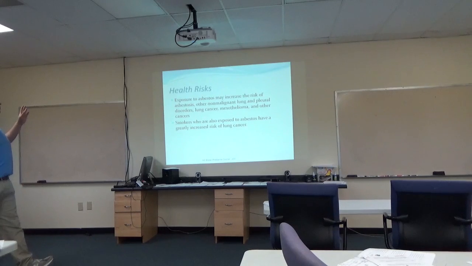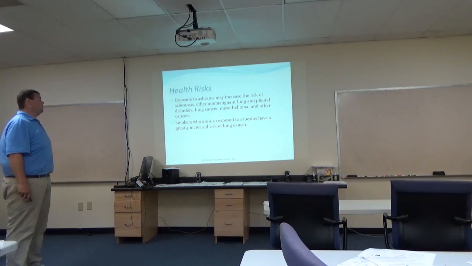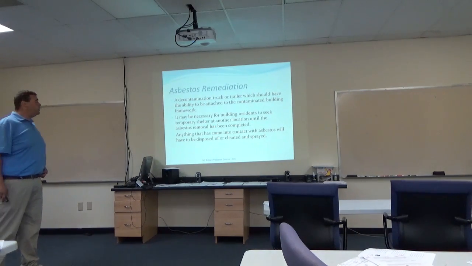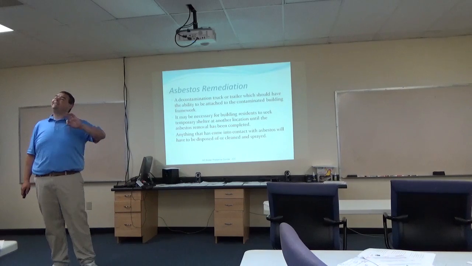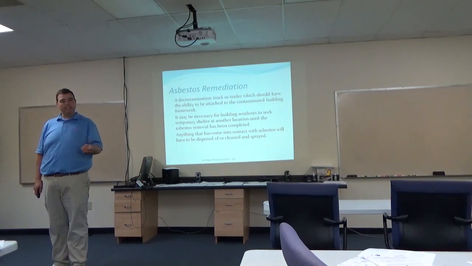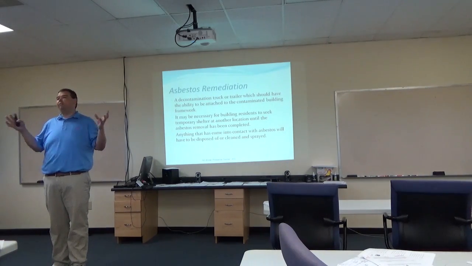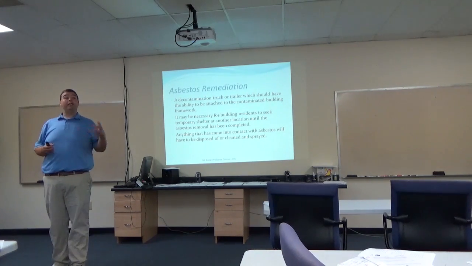It says smokers who are also exposed to asbestos have a greatly increased risk of lung cancer, obviously. So how do we remediate the asbestos? First of all, there are two ways. We can either encapsulate it, that's a magic word, we can encapsulate the asbestos, which means seal it off so that it can never become airborne. Okay? That's one. The second way is to remove it.